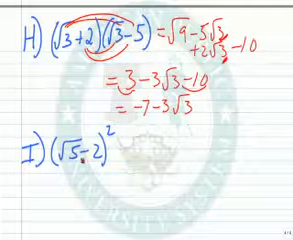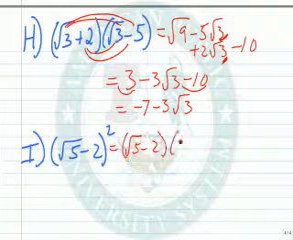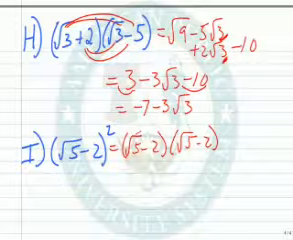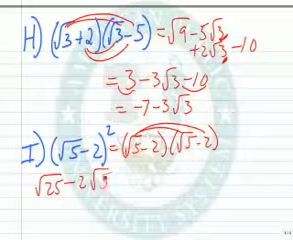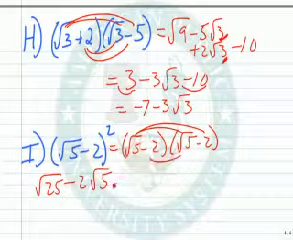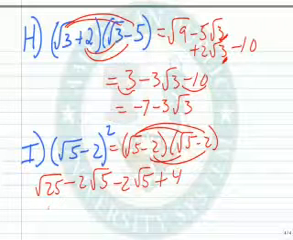Finally, if we have a binomial squared with a radical, remember this just means the square root of 5 minus 2 times the square root of 5 minus 2. So again, as we FOIL, we get the square root of 25. Negative 2 times the square root of 5. Notice negative 2 is on the outside, square root of 5 is on the inside. Negative 2 times the square root of 5 plus 4. The square root of 25 is 5.